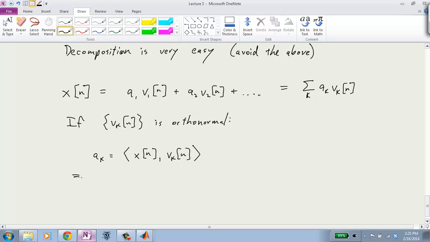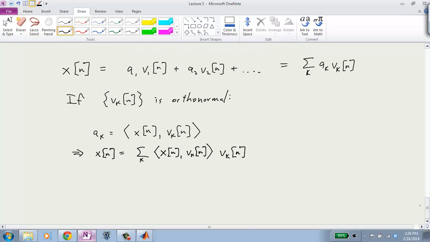Which means another way to write this is that the signal x is the sum of, replacing a_k with what we found it to be here, the inner product of x of n with v_k of n. This inner product is just a number that depends on which vector you're looking at, which k, times v_k of n. So here's the change of representation. This happens because it's orthonormal.